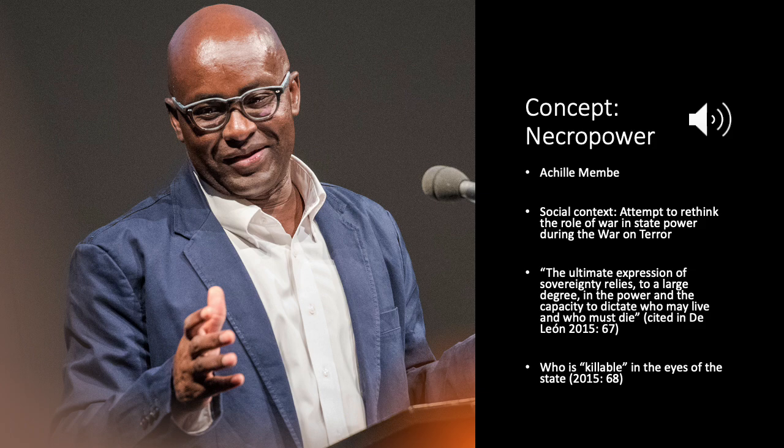He is writing at a later time, in the context of the War on Terror. So he's thinking very much about how we understand the operation of power and violence in the context of the War on Terror. And for him, we need to put more emphasis on the role of targeting for death. He says the ultimate expression of sovereignty relies to a large degree on the power and capacity to dictate who may live and who must die. So for Mbembe, this is what state power consists of, right? What state power does is fundamentally dictate who will live, who is made to live, and who must die.